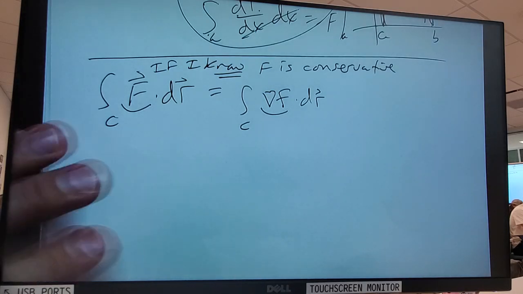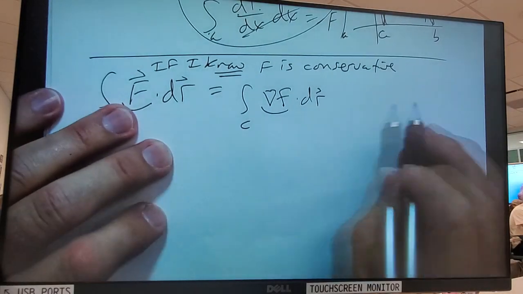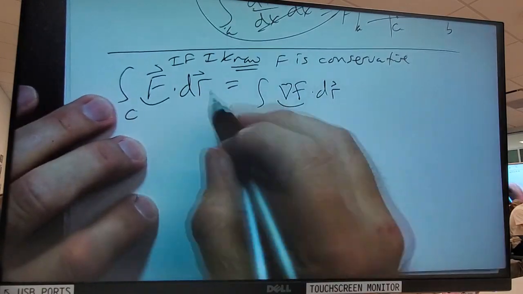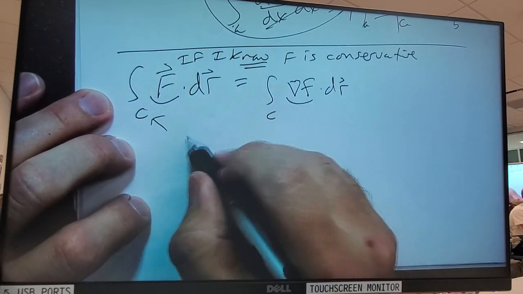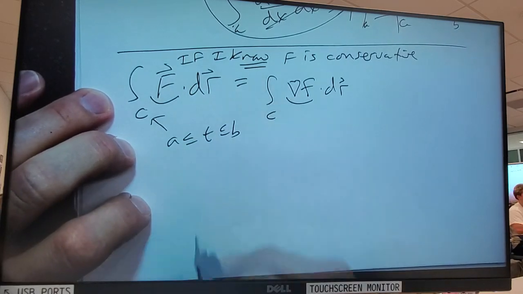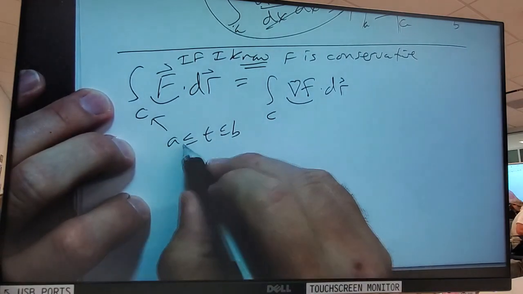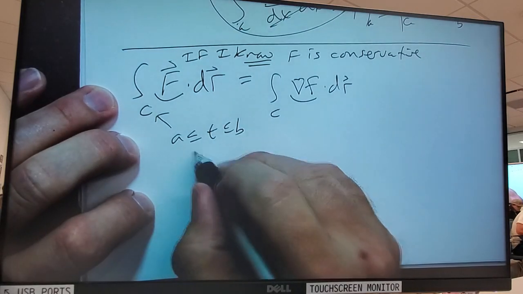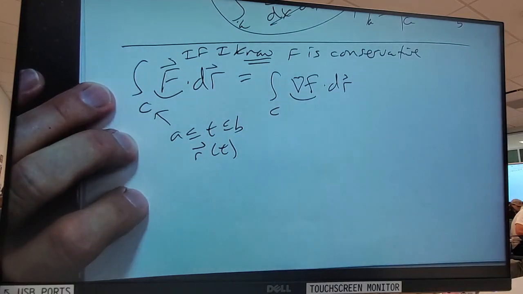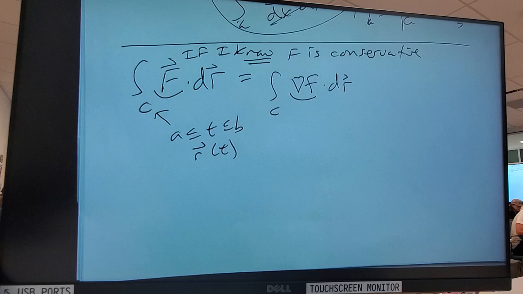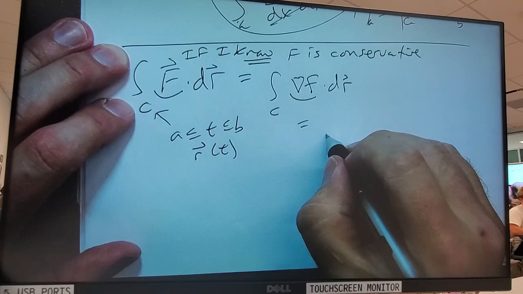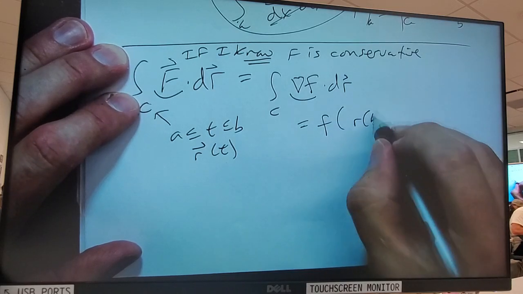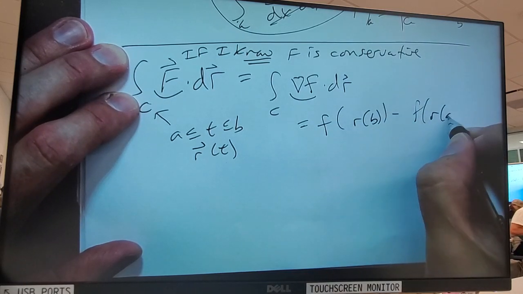So this would be... and I should have defined, yeah, Jeff, you put it on the next line. Good job. Let's say that C is from A to B. Yes? So I've got my r of t going from t equals a to t equals b. What this becomes then is just f of r of b minus f of r of a.